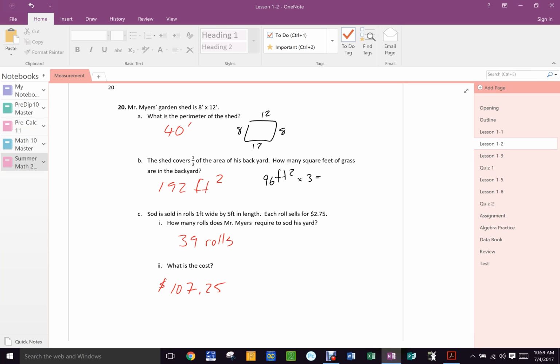288, right. And then I got to take out how much? I got to take out 96 because 96 of that is my shed. So I got 192 feet of yard.